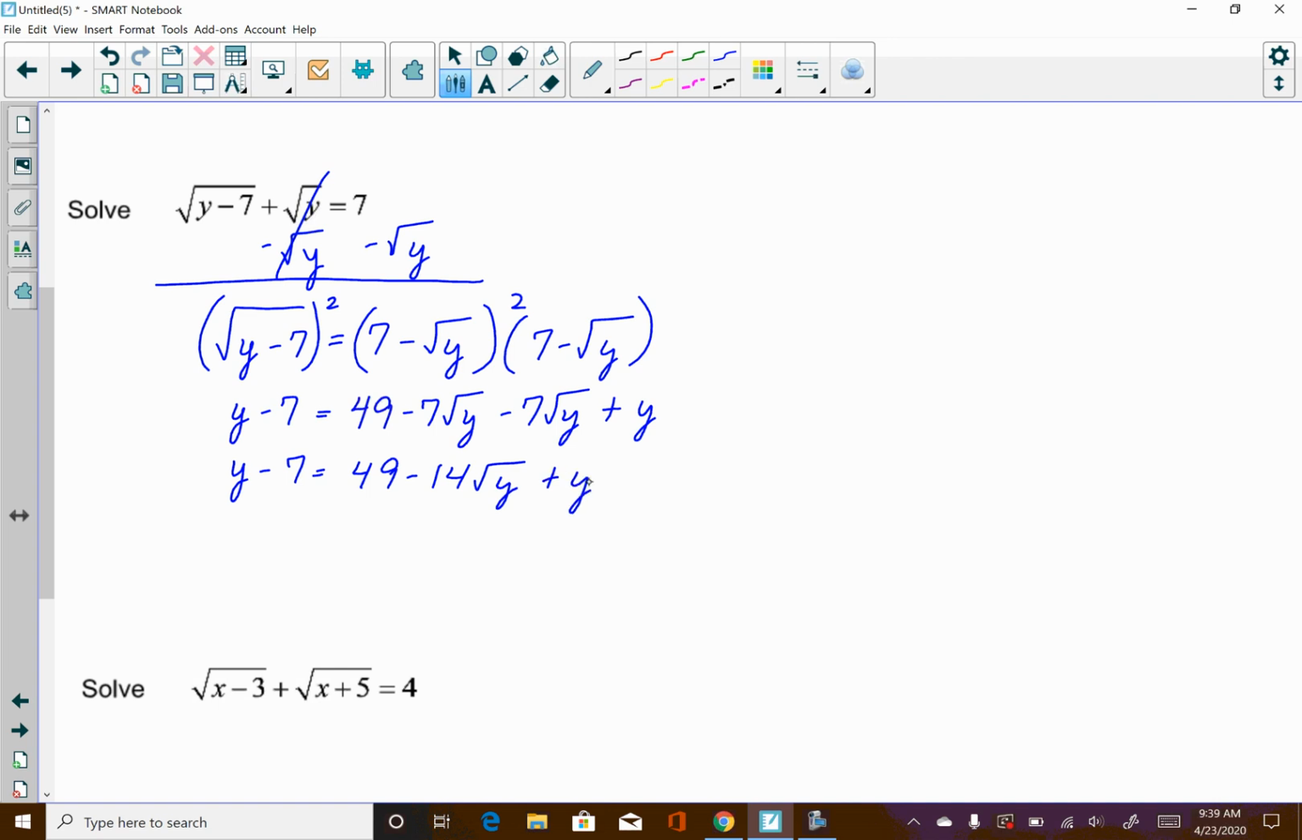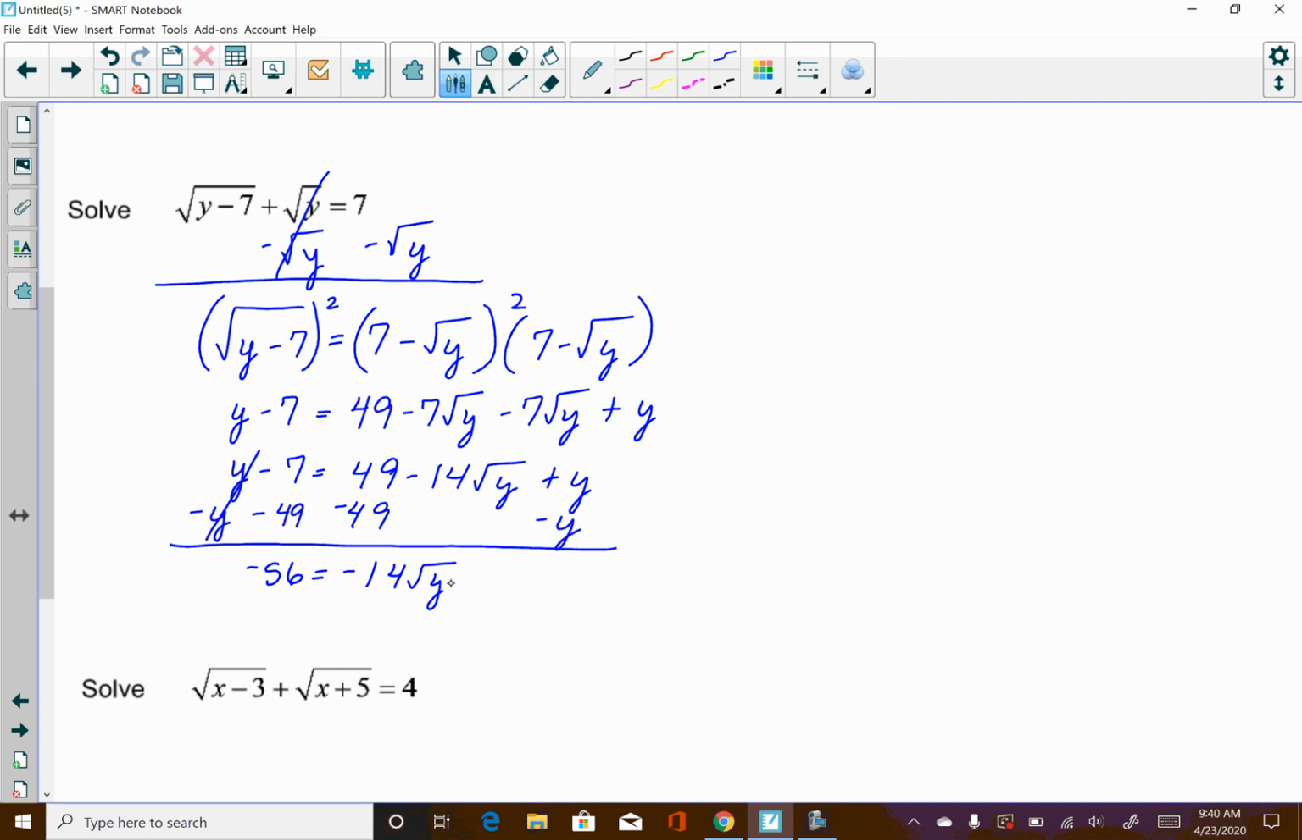Now from here, my goal is still to solve for y, but you'll notice I've got a regular y and I've got a square root of y. So in order to solve for y, I need this square root term isolated all by itself so I can get rid of the square root. So I'm going to take the 49 and the y to the other side, put it underneath its like term, so subtract 49, subtract y. That way those y's cancel out. I'm left with negative 56 equals negative 14 square root of y.